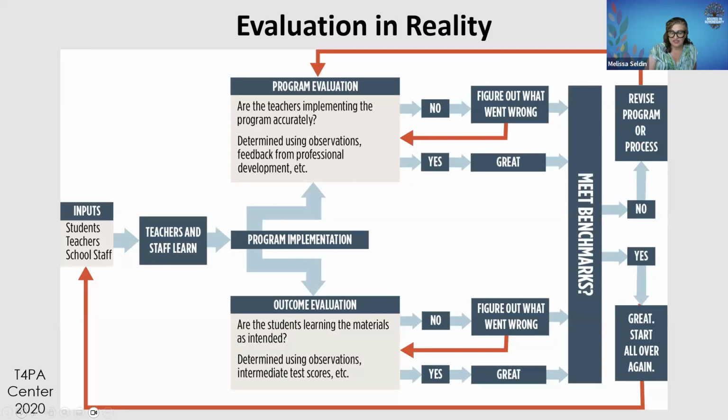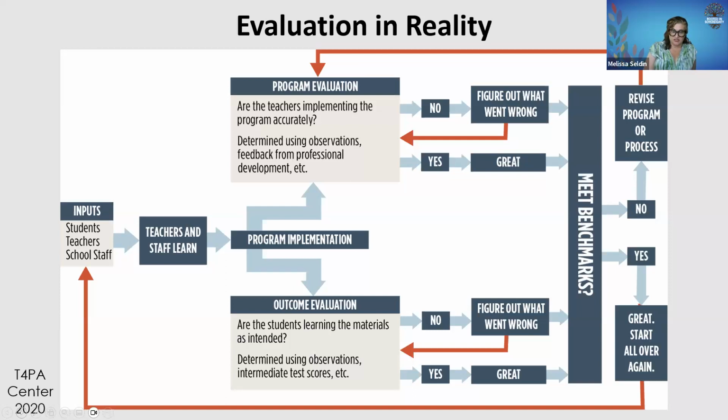On the next slide, it looks something more like this, right? You have decision points scattered throughout. You have places where you need to figure out what went wrong. So in the program evaluation piece, are the teachers implementing the program correctly? If the answer is no, you need to figure out why.